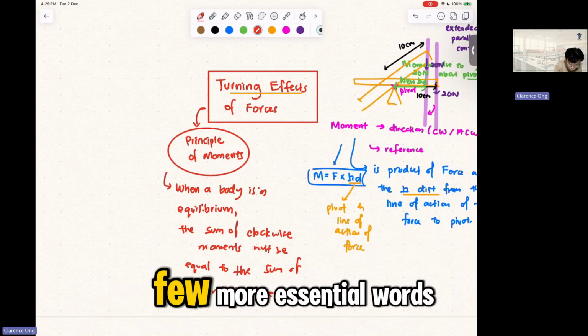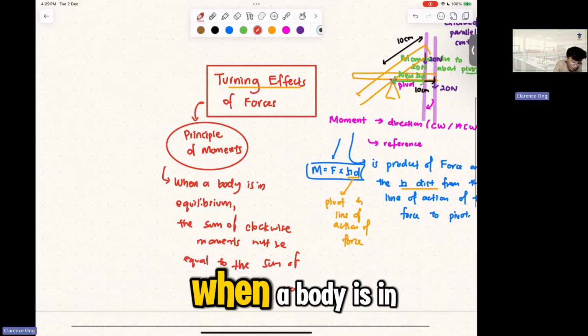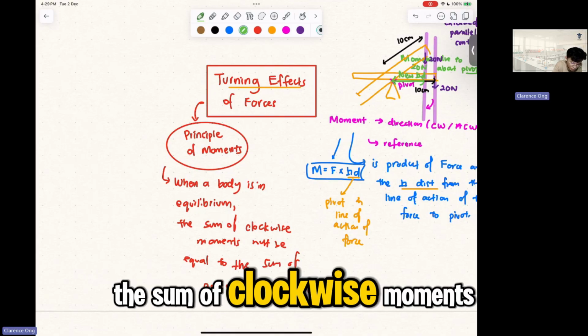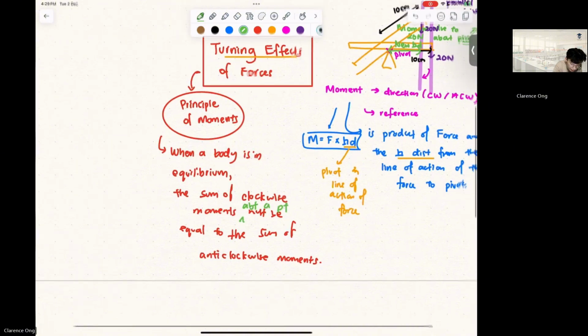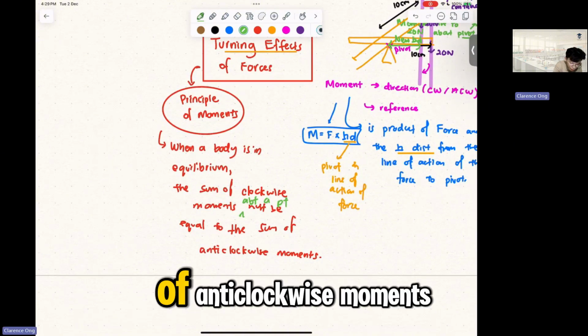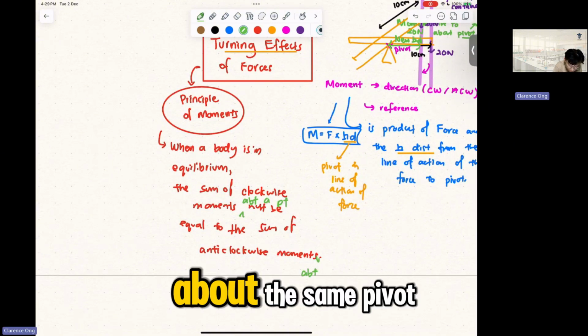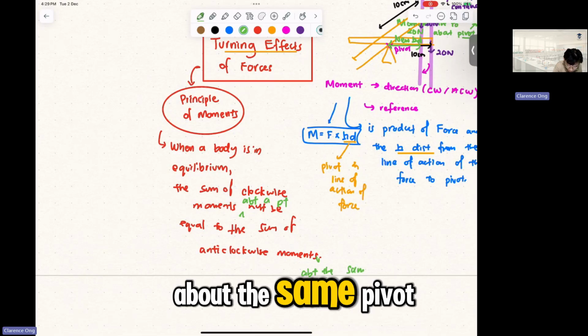Let me add in a few more essential words. When a body is in equilibrium, the sum of clockwise moments about a pivot, these are essential, is equal to the sum of anti-clockwise moments about the same pivot.